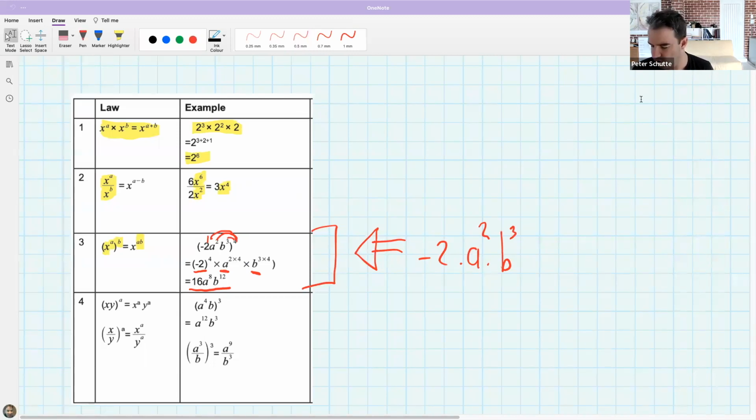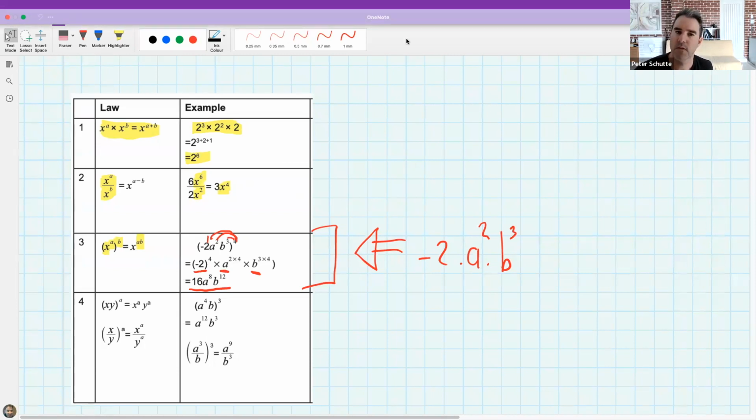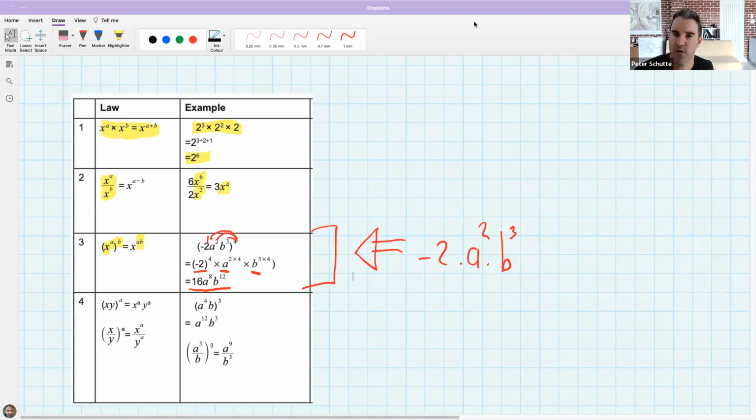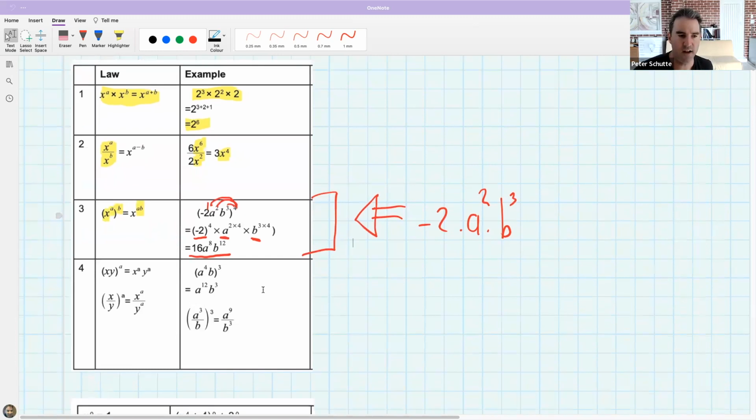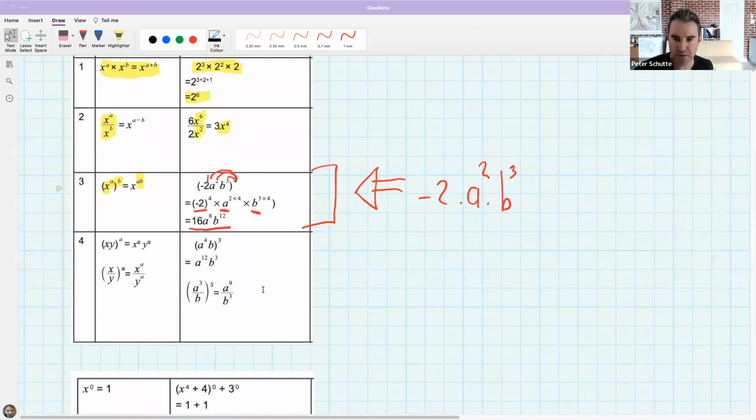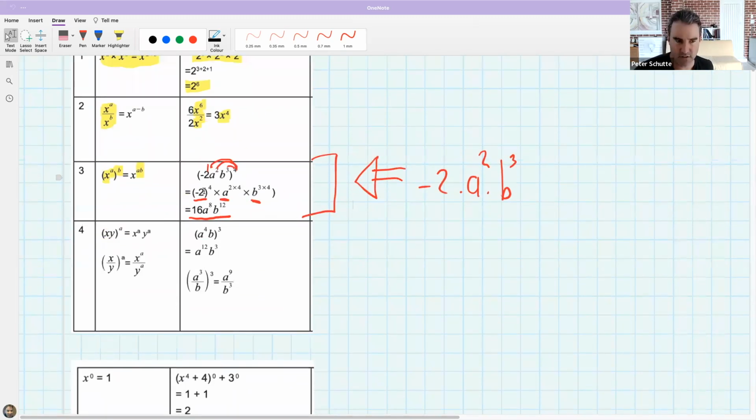Was there a question from somebody? Was there a question, a hand up? Okay. Then we'll put it down. Okay, so we're going to come back to that one. Law number 3 is still a little bit uncertain.